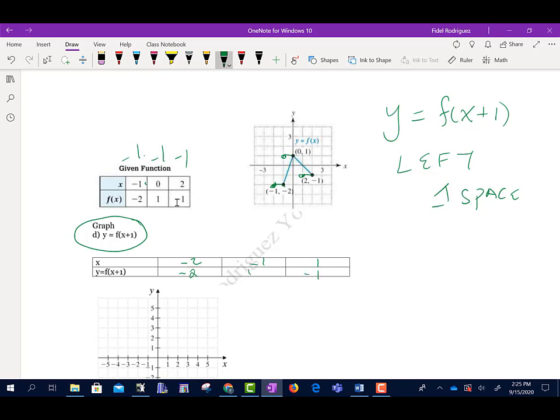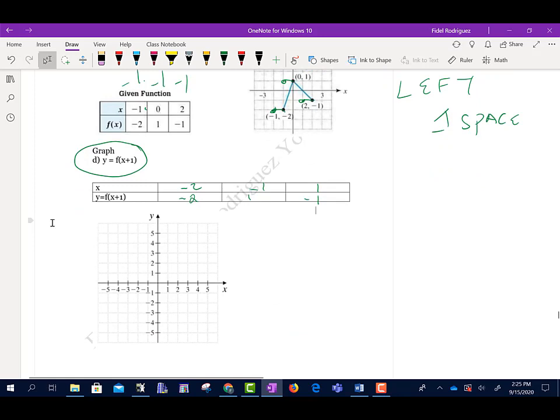Okay. So let's go ahead and plot those points. -2 and -2 would be here. -1 and 1 would be right there. And +1 and -1 would be right here. And again, all we've done is moved our graph 1 space over to the left.